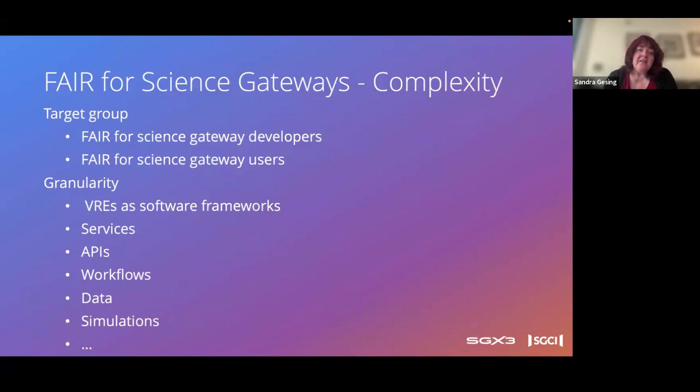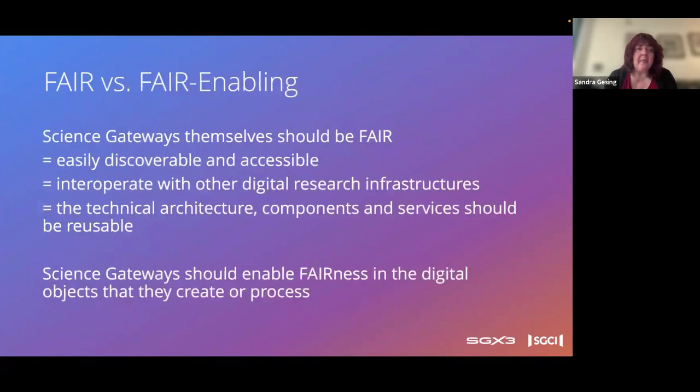And FAIR for Science Gateways is complex. We have the target groups: FAIR for Science Gateways developers and providers, and FAIR for Science Gateway users. And there is a granularity. So we can really treat virtual research environments like software frameworks themselves. So we could use the FAIR principles for software, but there are also services. They have APIs. Maybe they use workflows. They include data. They have simulations. So the granularity is quite more complex than just for software frameworks.